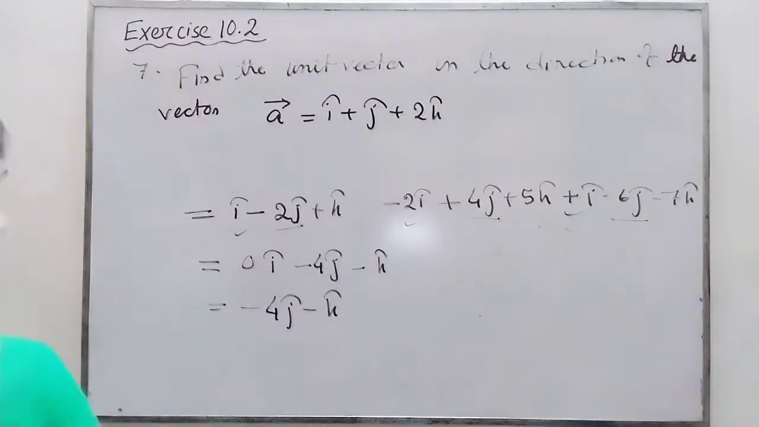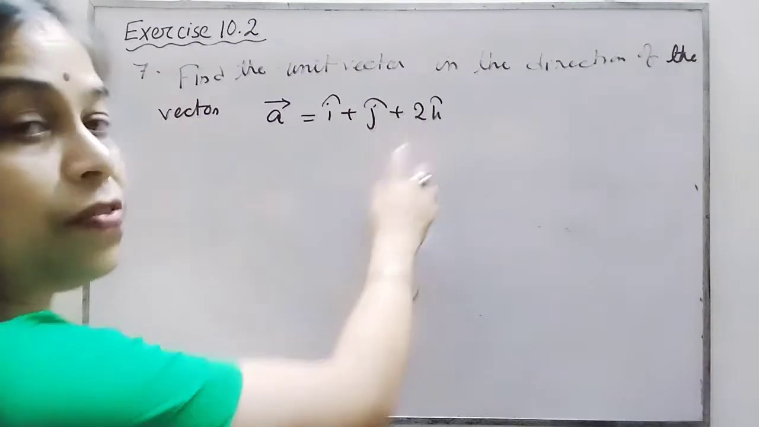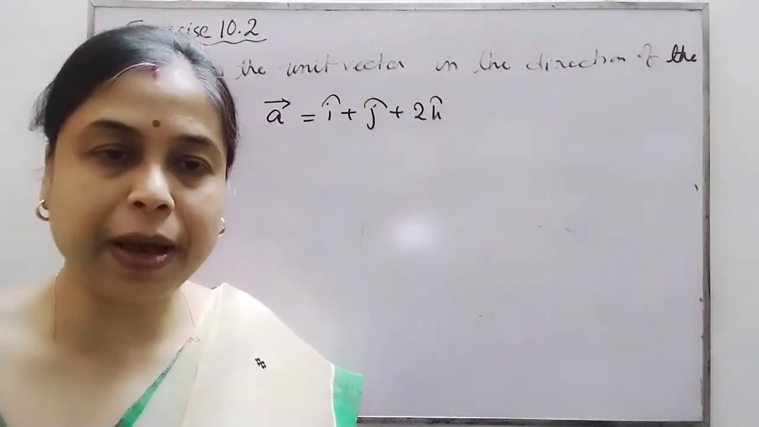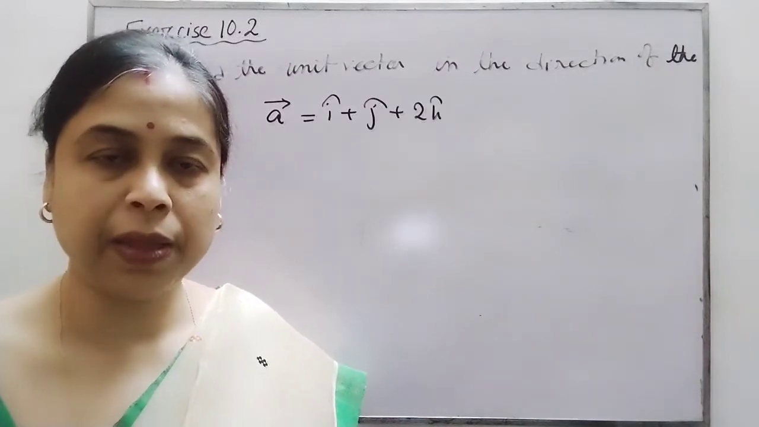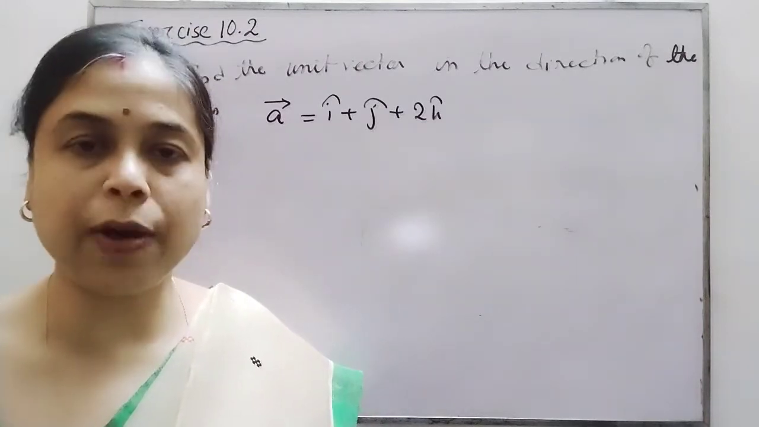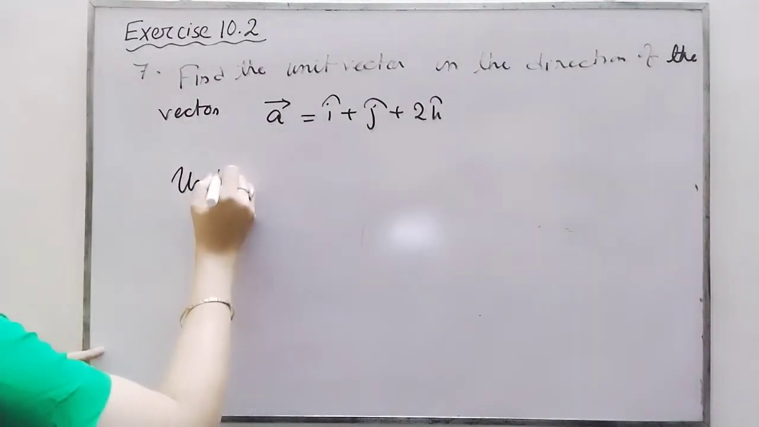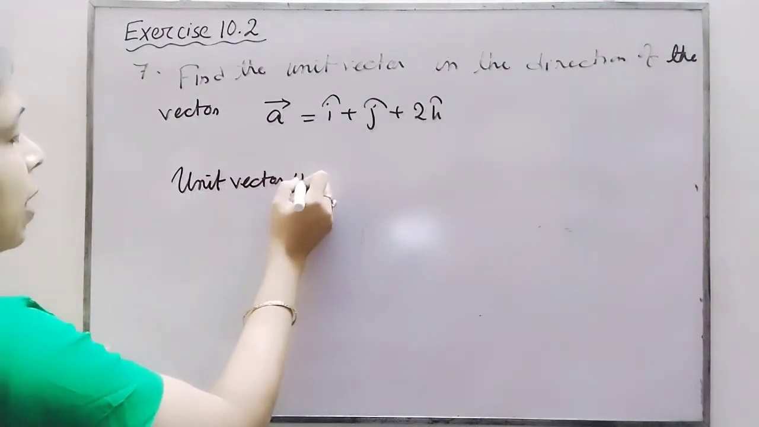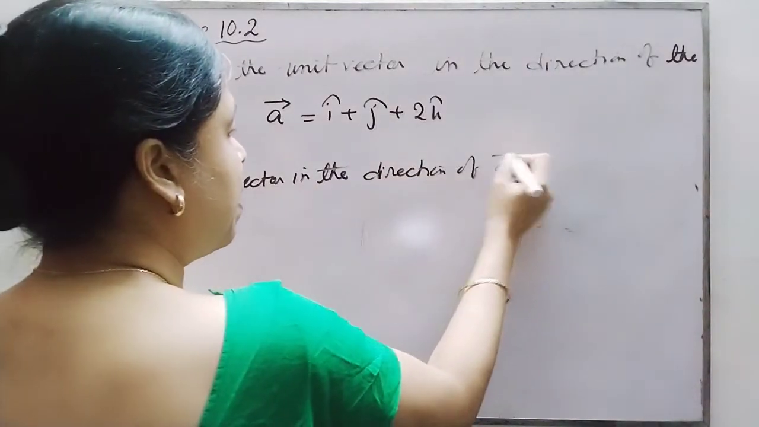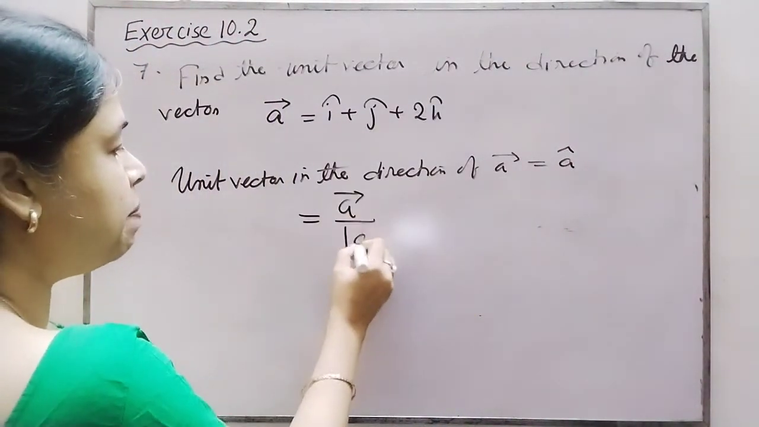So what is asked in this question? You have to get the unit vector in the direction of this vector. Hope you remember how to get the unit vector. Unit vector is symbolically represented by a cap, and it's given by a bar divided by magnitude of a. So I'm just writing it. Unit vector in the direction of a bar is equal to a cap, which is equal to a bar divided by modulus of a.